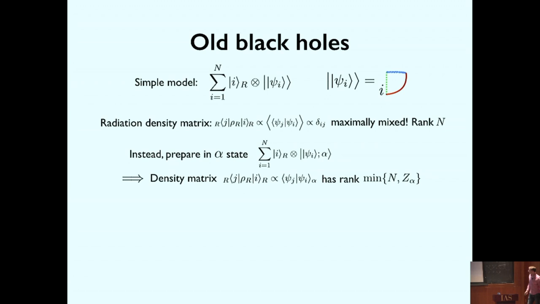Okay. And that, if n is very large, has rank Z_alpha. In other words, it exactly saturates the maximum entropy that I can have. So this is a Page curve. If I dial up n, increase, increase, increase, the entropy goes up and up and up, and then it saturates. So it didn't work in the Hartle-Hawking state, but it did work in the alpha state. Okay.